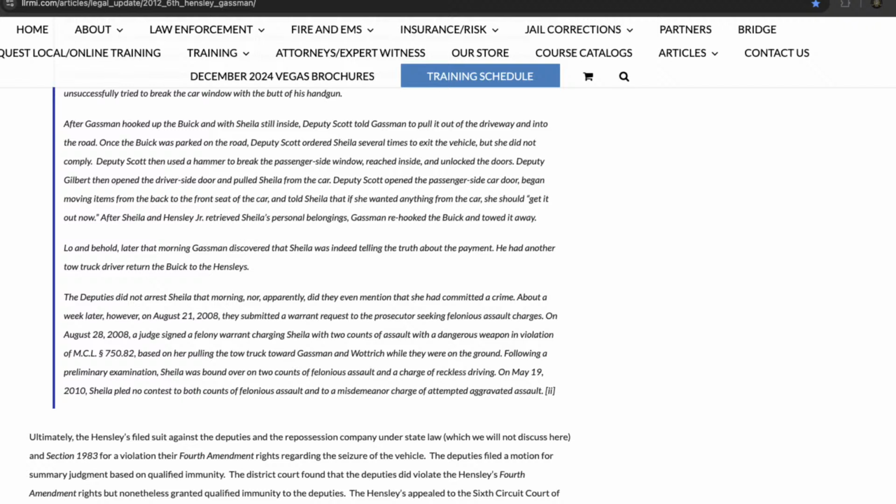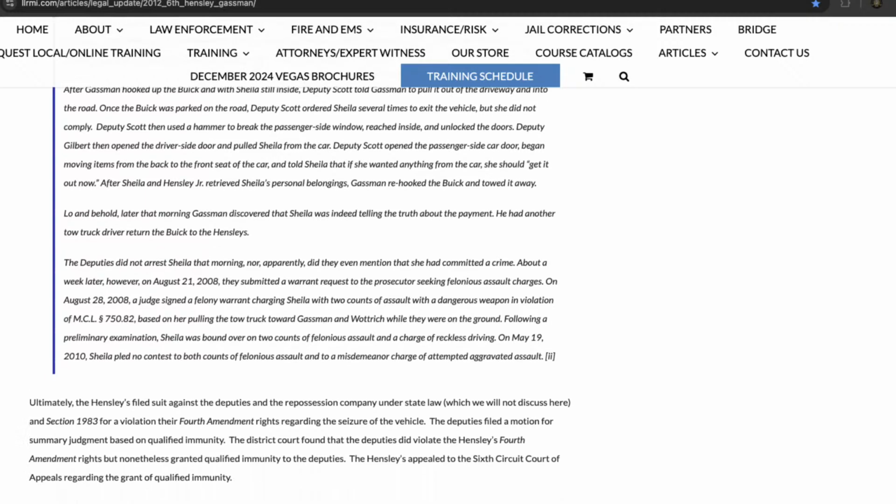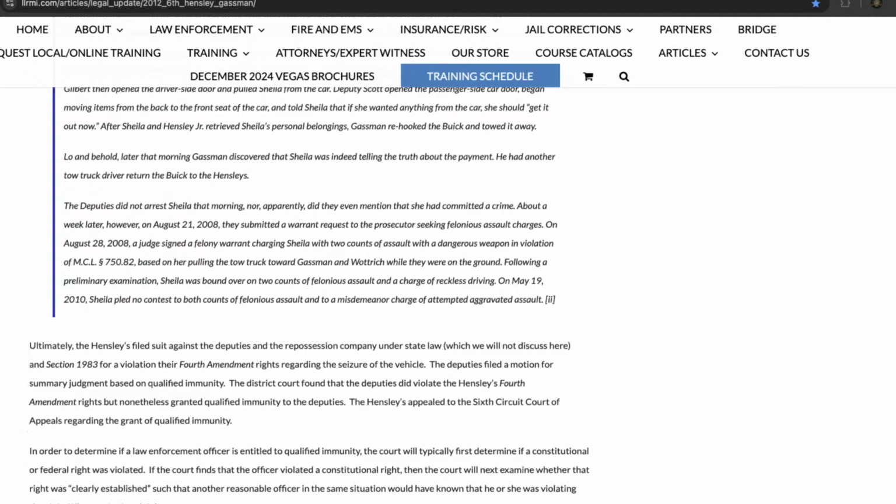Crazy. The deputies did not arrest Sheila that morning, nor apparently did they even mention that she had committed a crime. Because she didn't. That's her property. About a week later, however, on August 21st, 2008, they submitted a warrant request to the prosecutor seeking felonious assault charges. On August 28, 2008, a judge signed a felony warrant charging Sheila with 2 counts of assault with a dangerous weapon. So to cover their ass, they're going to charge her with a crime. See how crooked they get? Based on her pulling the tow truck toward Gassman and Watrich while they were on the ground.